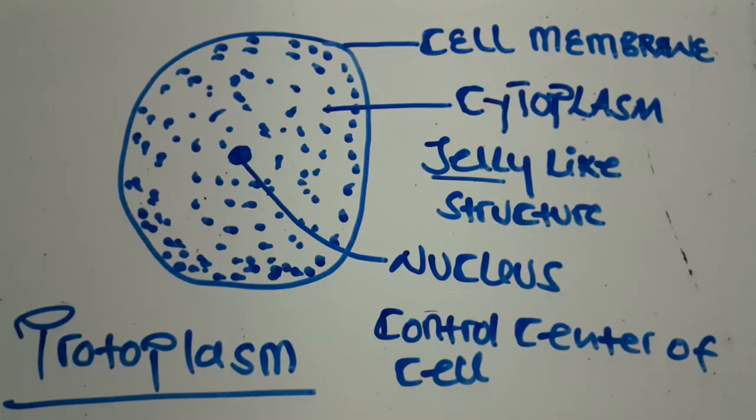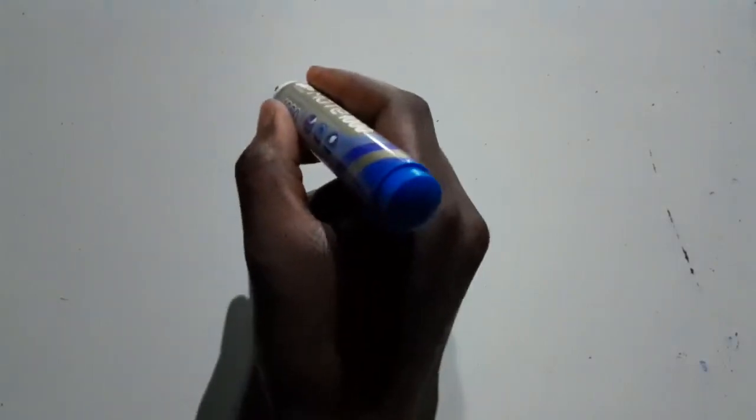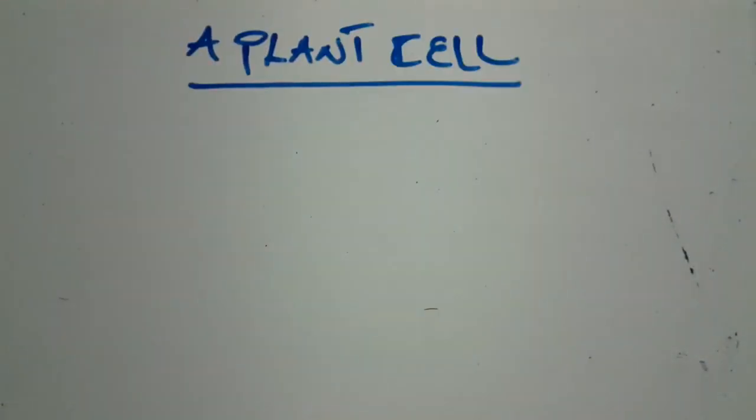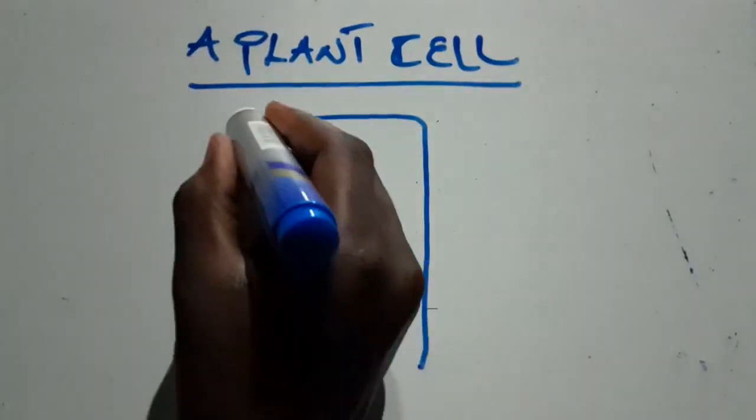So away from this, let's talk about a plant cell, a simple plant cell as depicted by a light microscope. Okay? So the structure of a plant cell is totally different from an animal cell. A simple structure of a plant cell looks like this.